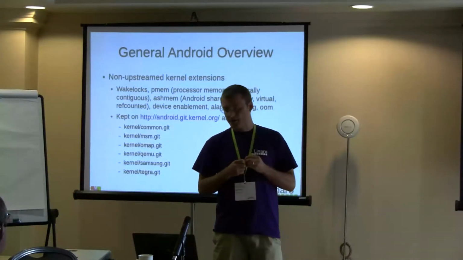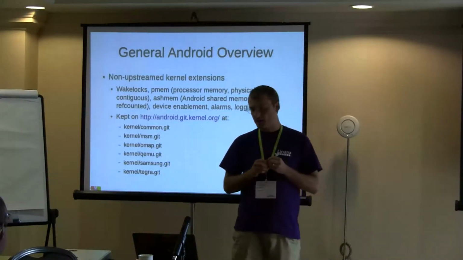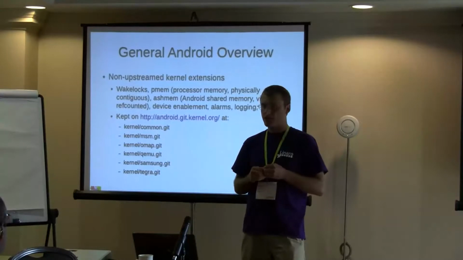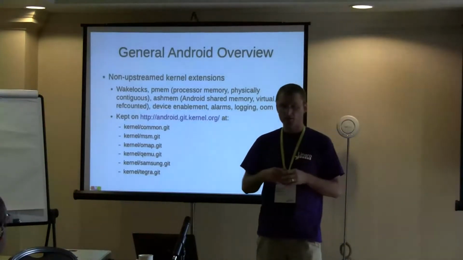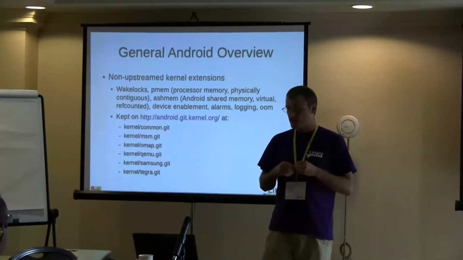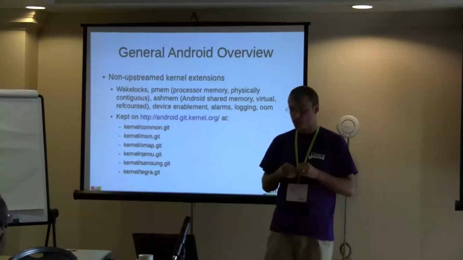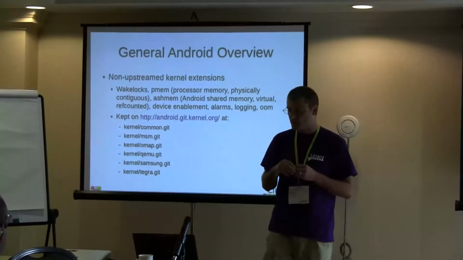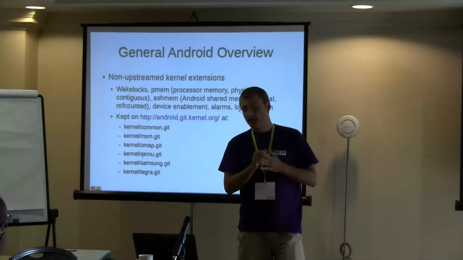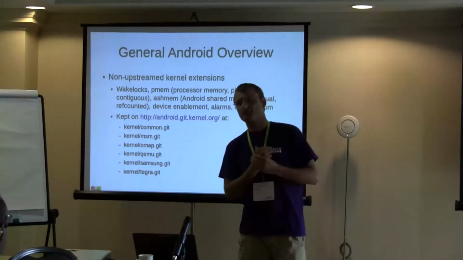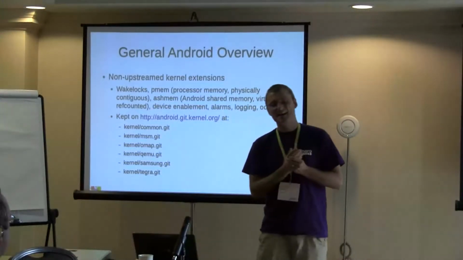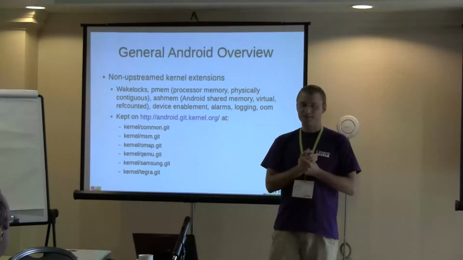All right, so what are the non-upstream kernel extensions? We have wake locks. We have pmem, the processor memory, which is a physically contiguous memory construct. We have ashmem, the Android shared memory, which is virtually contiguous, pretty much kmalloc. We've got device enablement, which of course covers all the devices that are around. Alarms, which John's been working on with Google. Logging, and the Viking OOM, the out of memory resource manager, which is actually a fairly interesting piece of work.